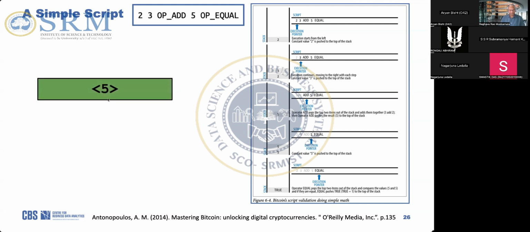Because the result of 2 plus 3 with op add is 5, we clean all those things and replace them with 5. So now we have 5, and now we are in this step. The result of executing this add step is that it puts 5 on the stack.